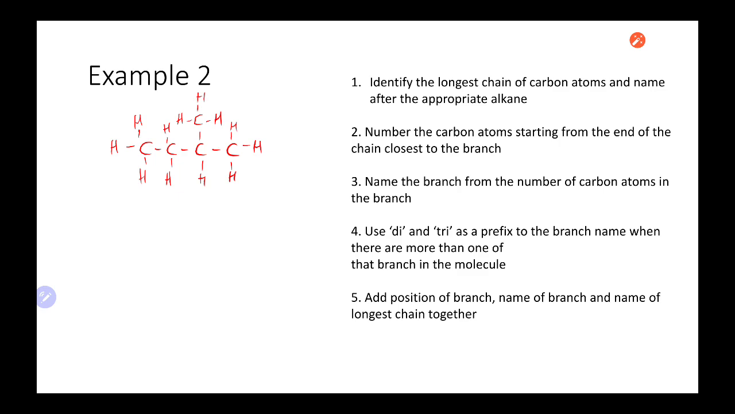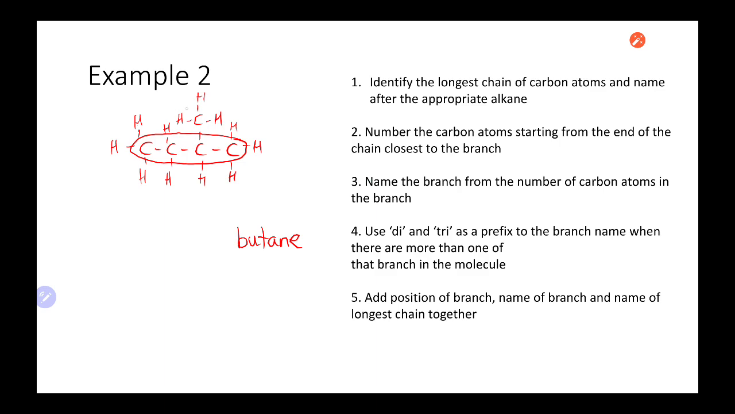So identifying the longest chain first. So in this example, we've got 4 carbons in a row. So we'll just circle that just to keep us right, and we'll write that down just as we're going along. So that's butane. Number the carbon atoms starting from the end of the chain closest to the branch.